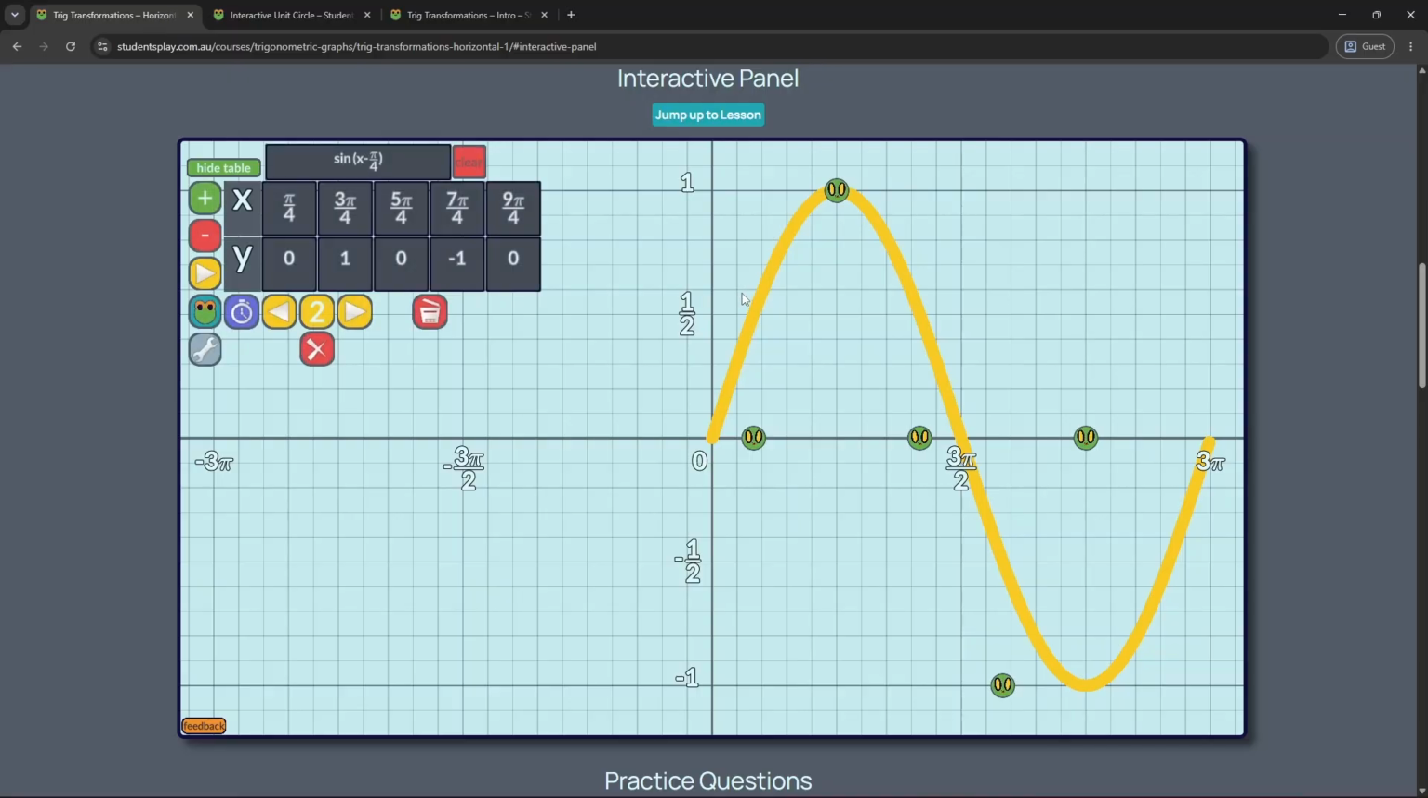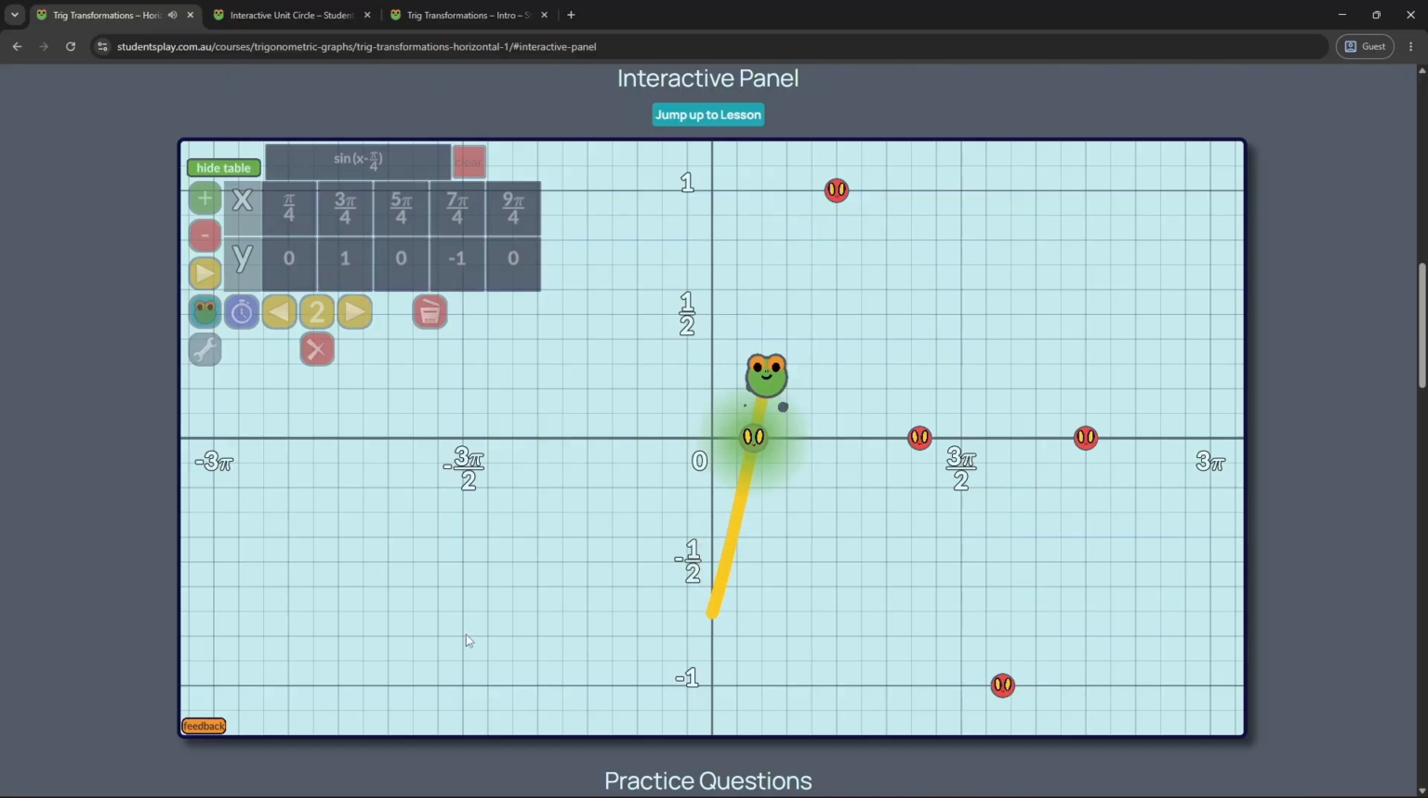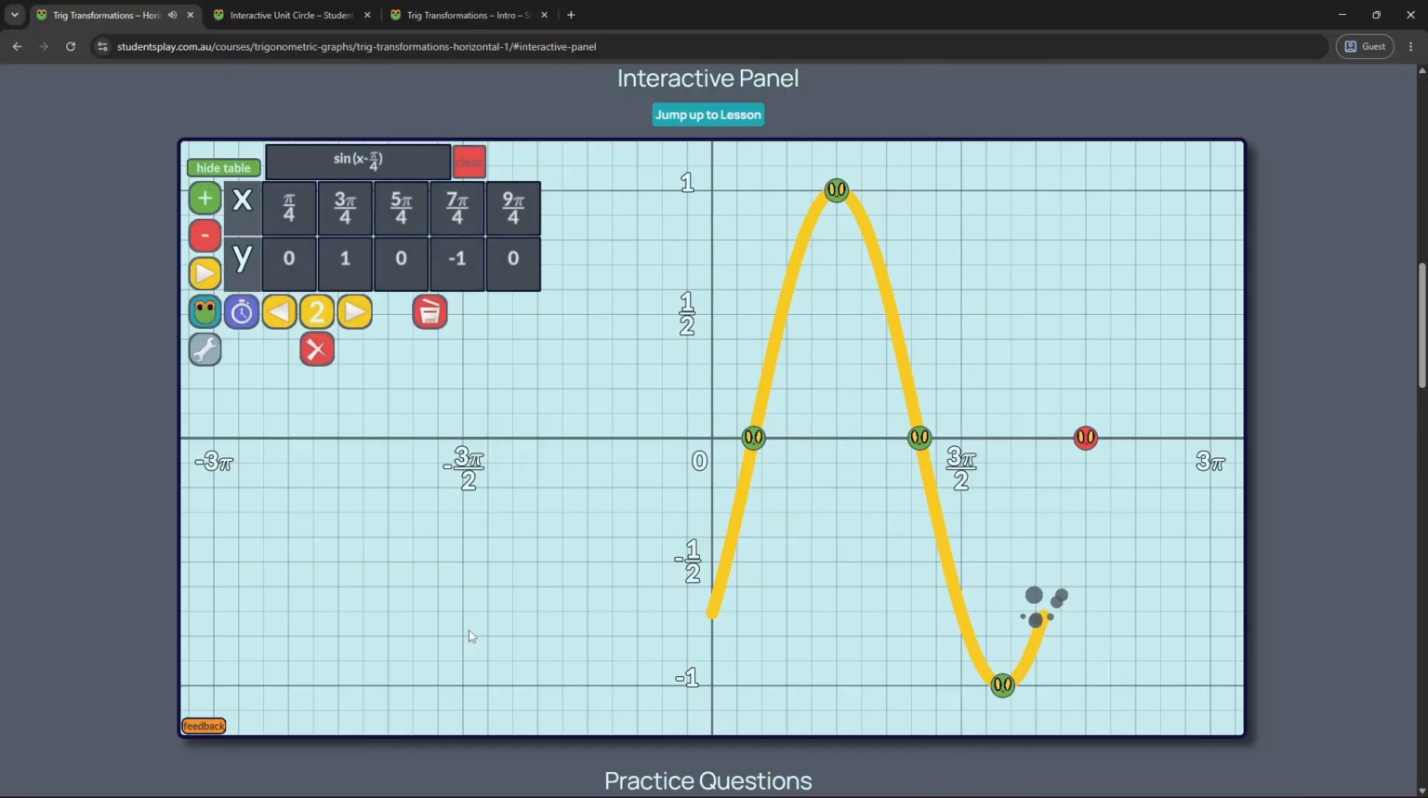Interesting. So this should be our... Okay, well let's press the frog button and see how we went. Okay, so far so good. Cool. Oh, and then he stops.